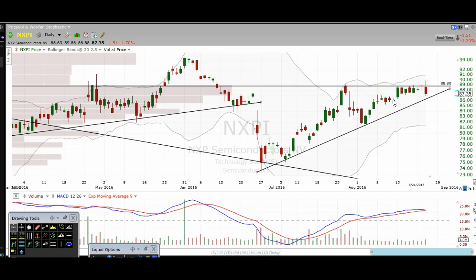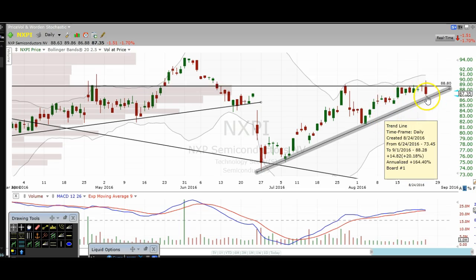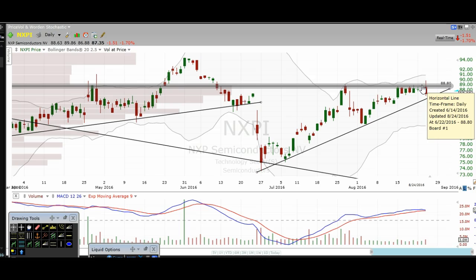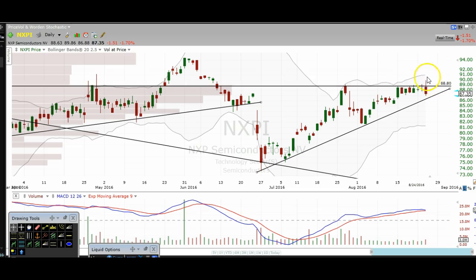This would be a triangle breakout here, flat top resistance, whatever you want to call it, doesn't really matter. What matters is we have an uptrend line leading into a flat resistance level, and that usually provides a nice breakout if it closes above the resistance. So bulls, you want it over 89, bears, you want it underneath this trend line here.